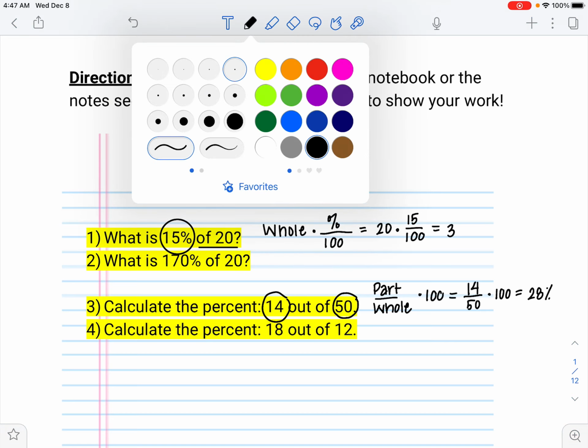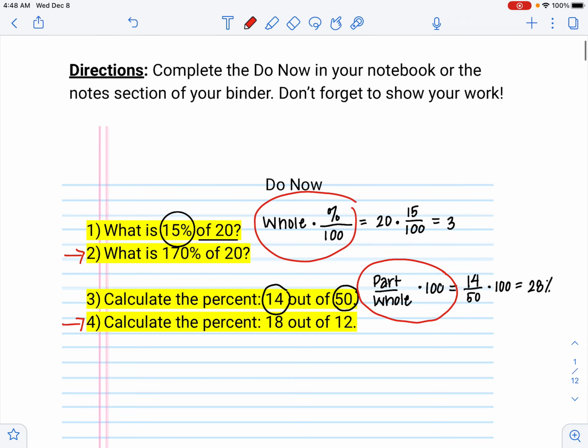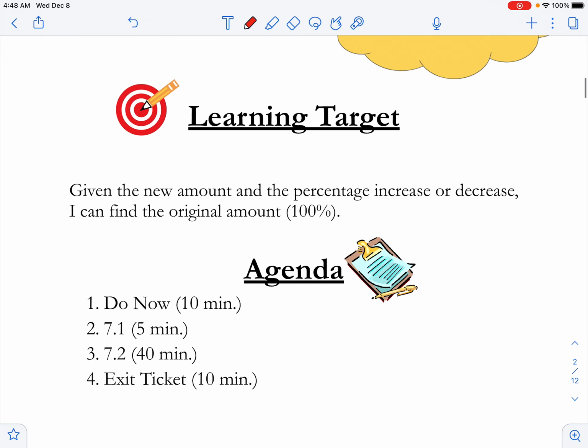If you haven't already, please pause this video to complete questions 2 and 4. You can use the provided formulas to help you now that you have 2 examples. Once you're finished with the Do Now, and you can always pause this video again, let's cover today's learning target.